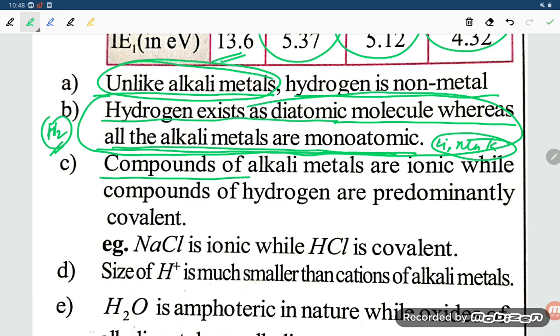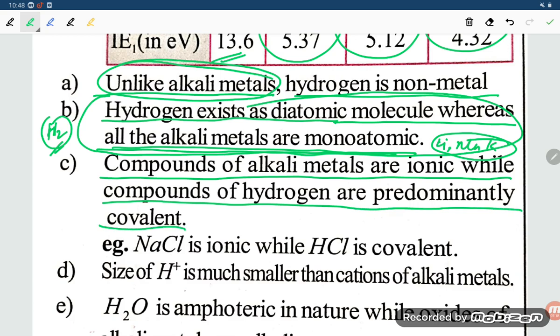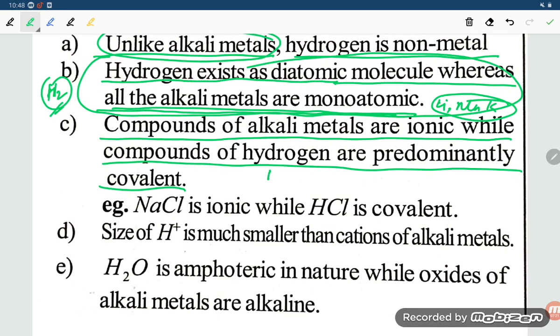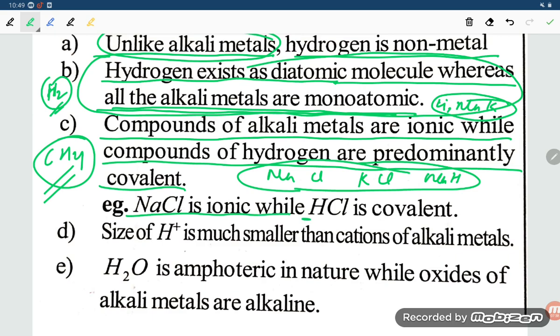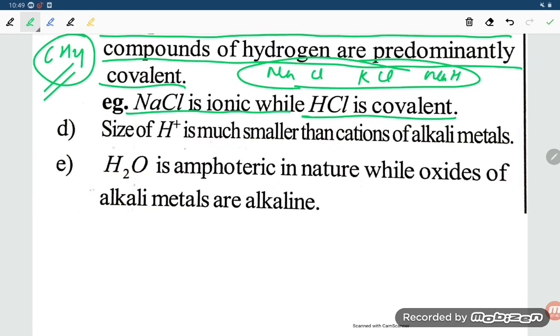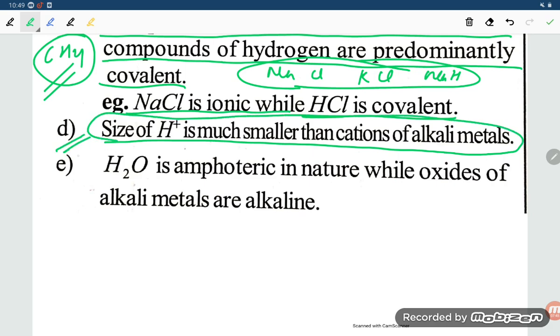Next, compounds of alkali metals are ionic, while compounds of hydrogen are predominantly covalent. NaCl, KCl, NaH are ionic compounds, students. But when you talk about CH4, hydrogen always forms covalent compounds. Like NaCl is ionic while HCl is covalent. Now, the size of the H plus ion is much smaller than the cations of alkali metals. So there is a size difference between the alkali metals and hydrogen.